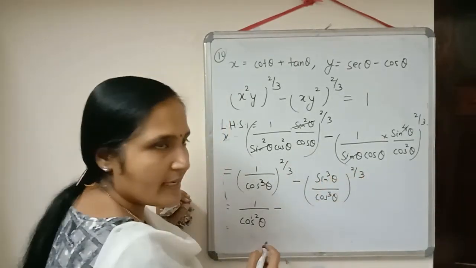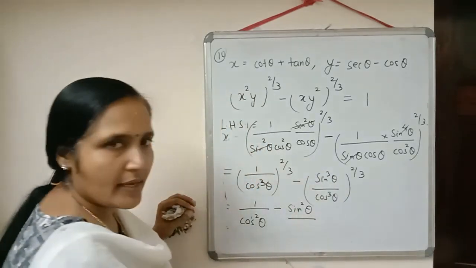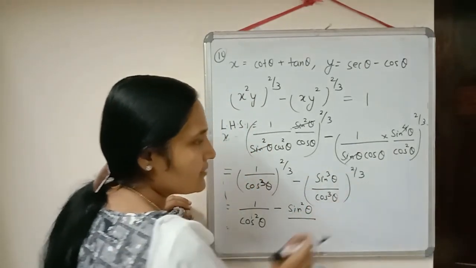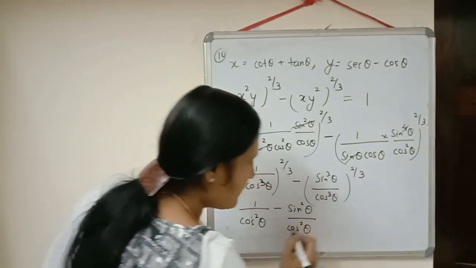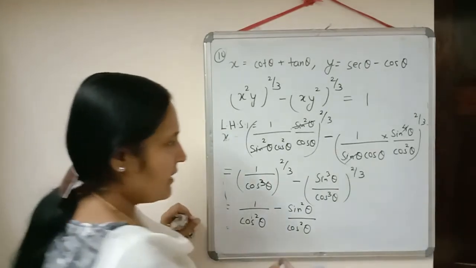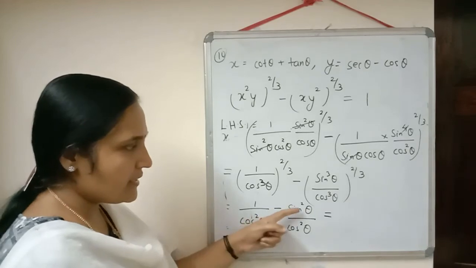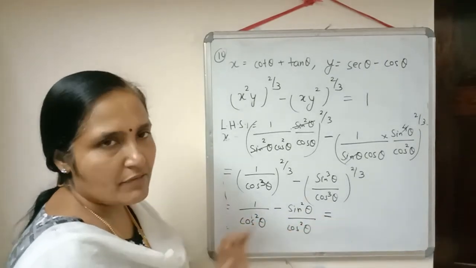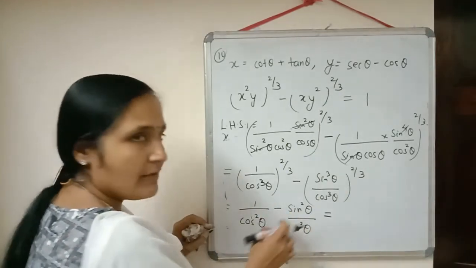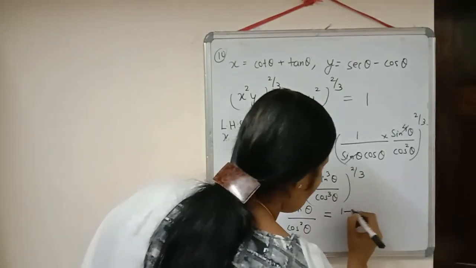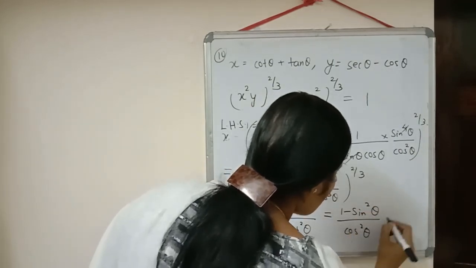Again 3 and 3 will get cancelled. Remaining is sin square theta by cos cube theta whole raised to 2 by 3. 3 and 3 will get cancelled. Remaining is sin square theta. Now from here, either directly you can write it is equal to sec square theta minus tan square theta, which is equal to 1, or, since the denominators are same, directly we can subtract the numerators, so it will be 1 minus sin square theta by cos square theta.